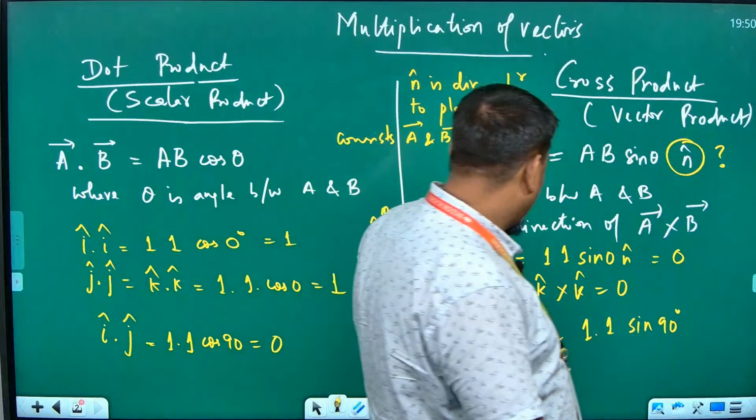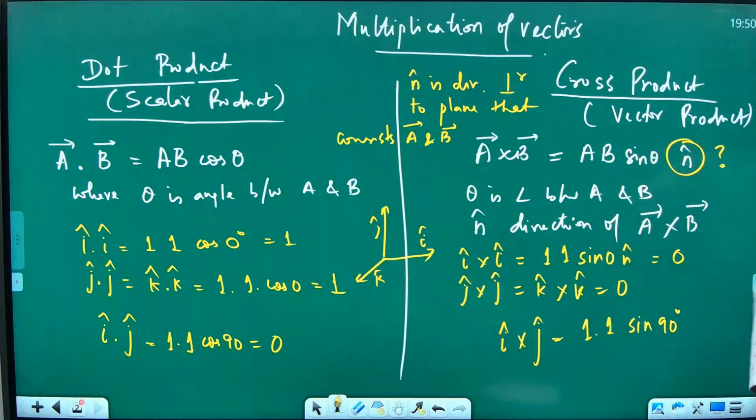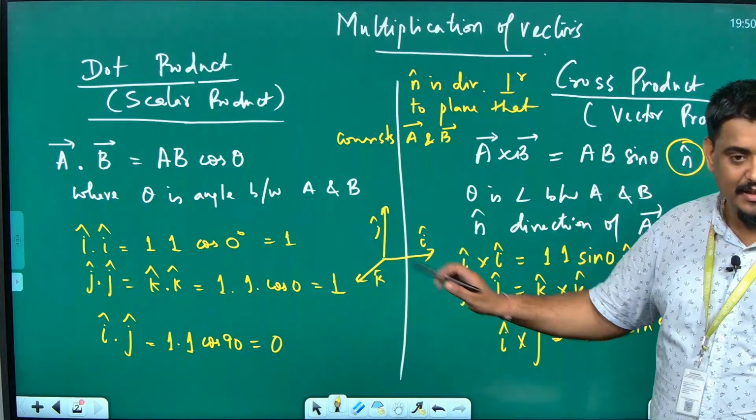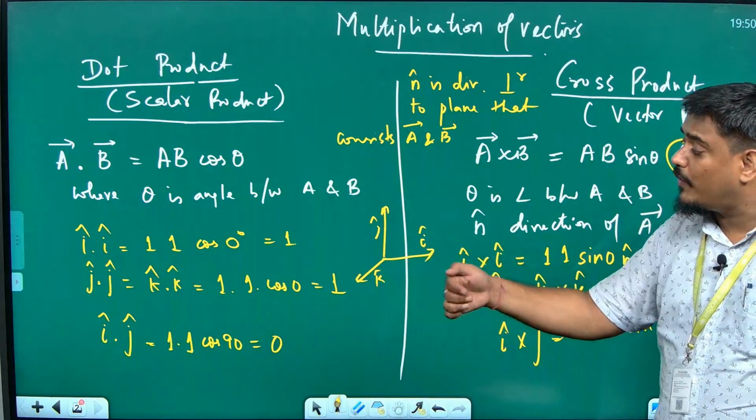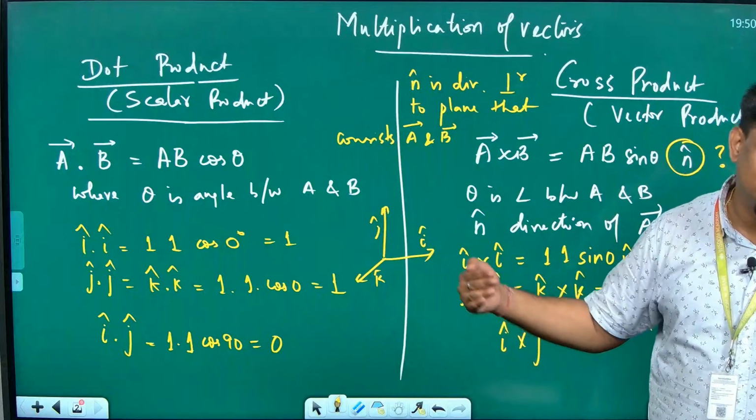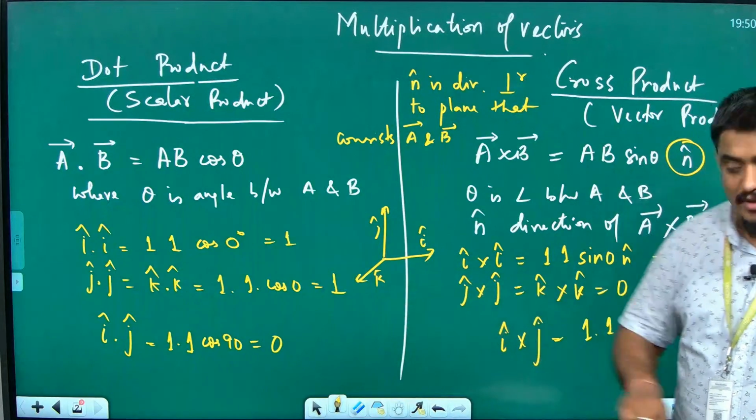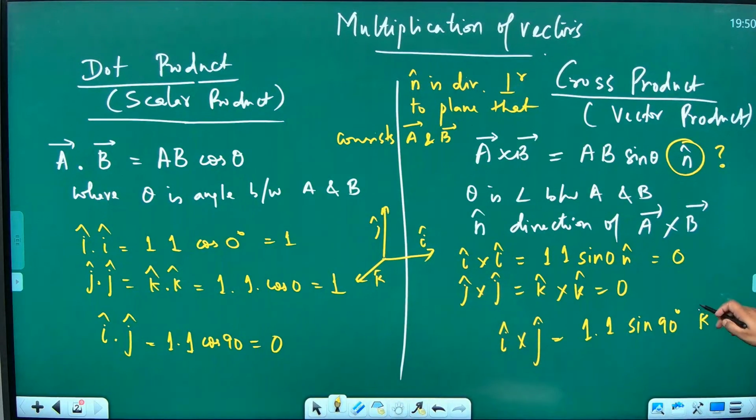Now, what is this ij? ij is the xy plane, isn't it? What is perpendicular to the xy plane? Z. What is Z? k cap. So I will write k cap here.